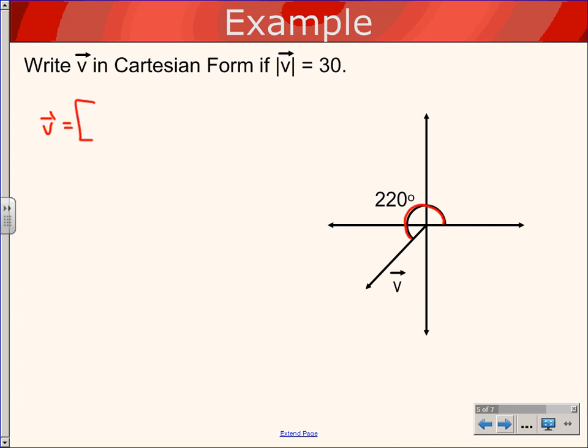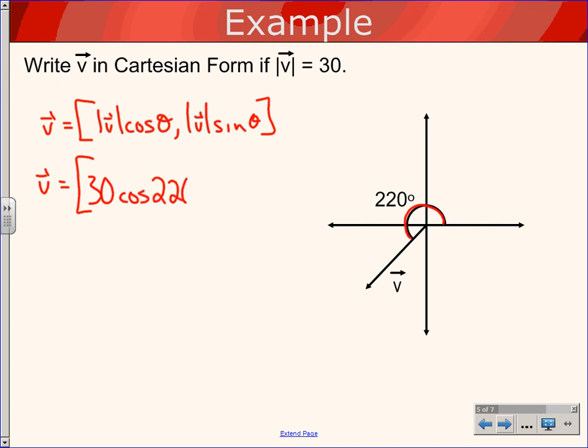Vector v, we said, is the magnitude of vector v times cos of the angle, and then the magnitude times sine of the angle. So we knew that our magnitude was 30. The angle in standard position is 220. And we really should have a good sense of whether this is going to work or not. Vector v is ending up in the third quadrant, so we better get two answers that are negative here.